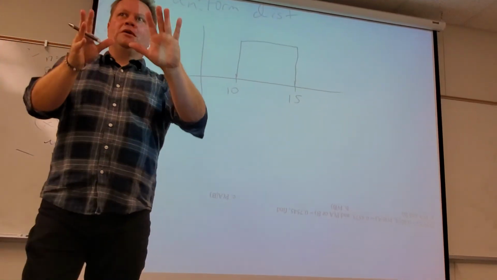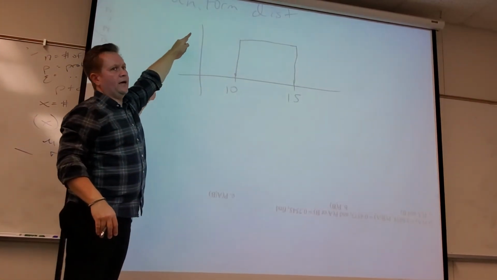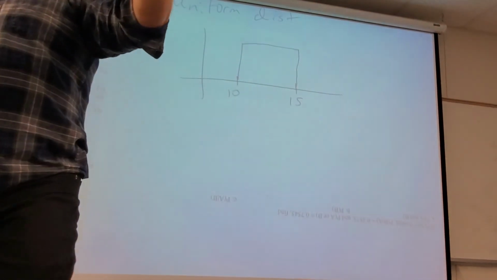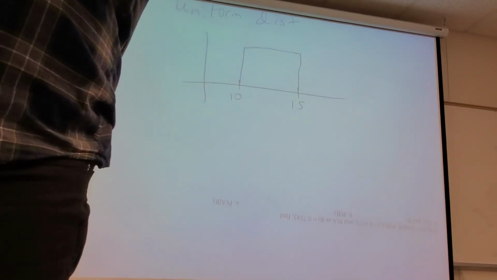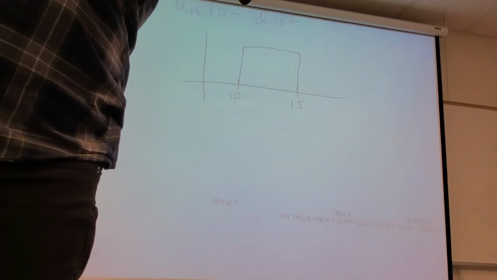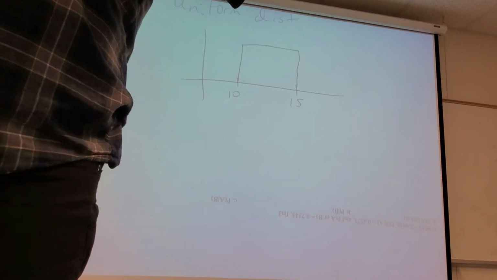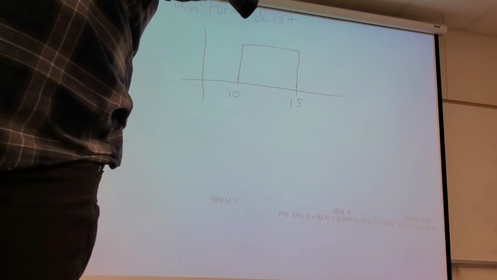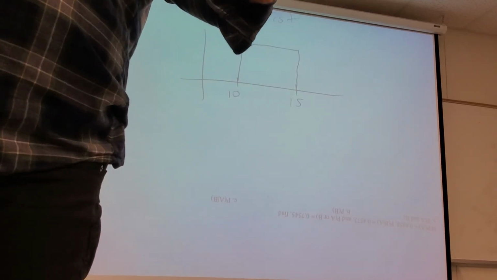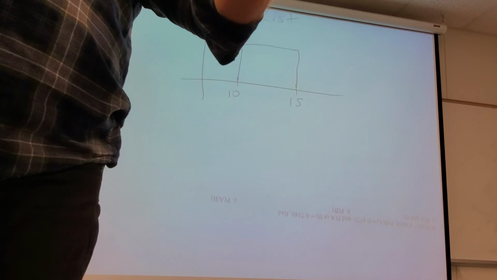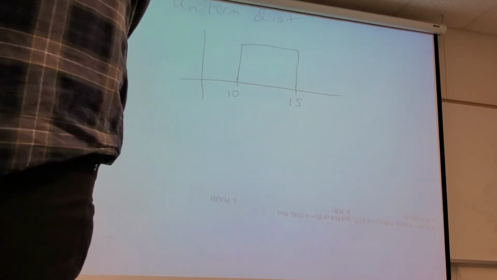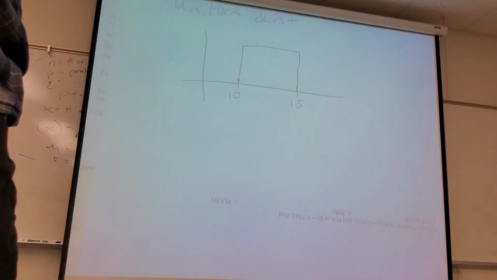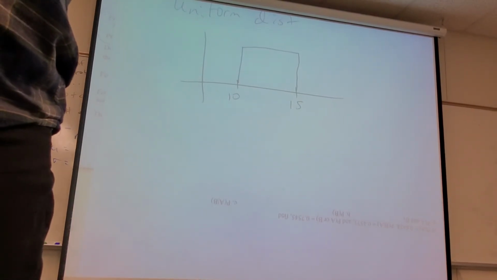Can somebody tell me how tall this bad boy has to be so the area is 1? What's the width? 5. So 1. So what's the height got to be to make the area 1? So let's reword that. What number multiplied by 5 gives you 1? Oh, no. 1/5. 1/5. The reciprocal, right? What do reciprocals do? They make something become 1 when you multiply. What's 5 times 1/5? 1.